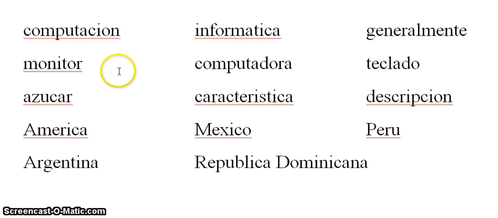Okay, so I want you to write down these words on a sheet of paper right here. Bring them to class tomorrow, and we're going to see how you did. Okay, good luck.